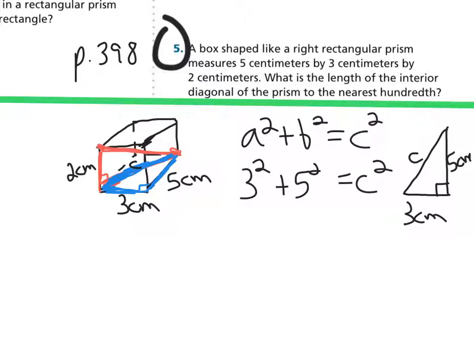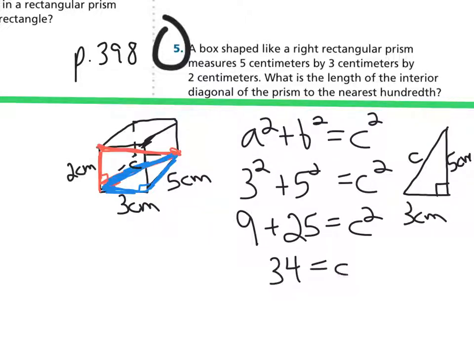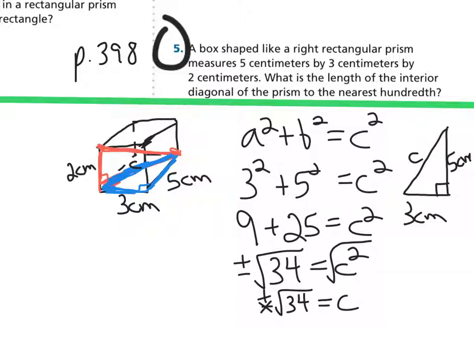So at this point, we're going to go ahead and square these. 3 squared, 3 times 3 is 9. 5 times 5 is 25. And if you add those together, that is 34. That's c squared. We want to figure out what c is. To get rid of the square, we need to take the square root. Again, when you take the square root, technically we should put plus or minus there, even though in this case the negative is not going to work because we can't have a negative length.